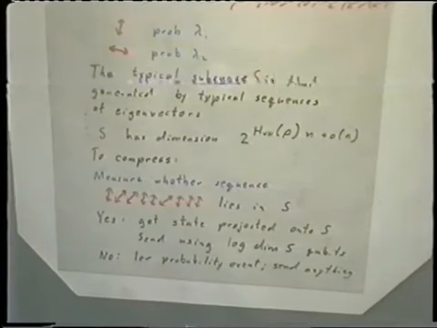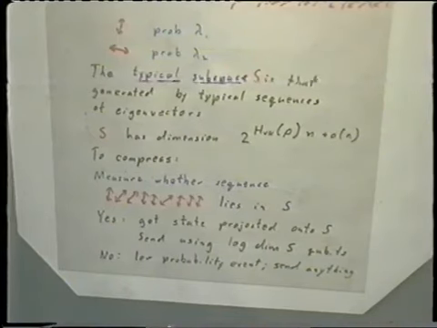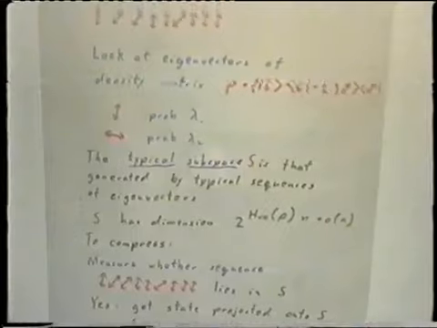To compress it, you can measure whether your sequence lies in S. If the answer is yes, what you get is the state you started with projected onto S. The state you started with wasn't exactly in S, but you just have to show that it was very, very close to the typical subspace. Then you can send it using log of the dimension of S qubits to your friend. If you get a no, this is a low probability event, so you can send anything and the theorem still works. So for Schumacher compression, or for source coding, this is right.